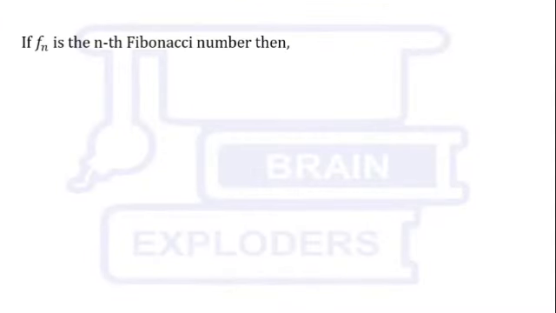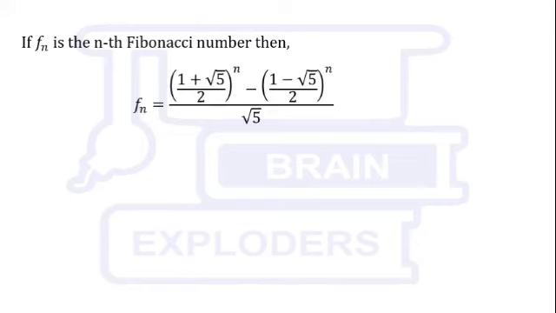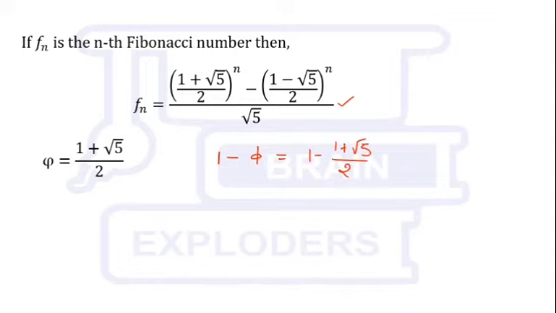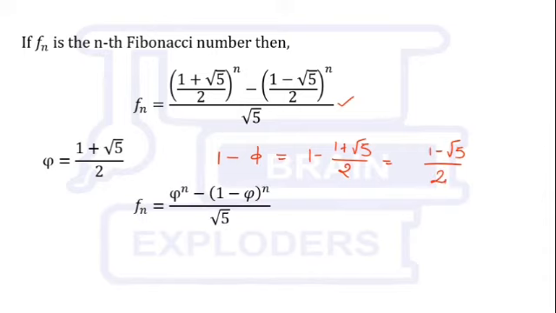So let's start with the formula for the nth Fibonacci number. The formula for the nth Fibonacci number is shown on the screen. If we write phi is equal to (1 plus root 5) over 2, then 1 minus phi is equal to 1 minus (1 plus root 5) over 2, which is equal to (1 minus root 5) over 2. So we can write Fn is equal to (phi raised to the power n minus (1 minus phi) raised to the power n) over root 5.